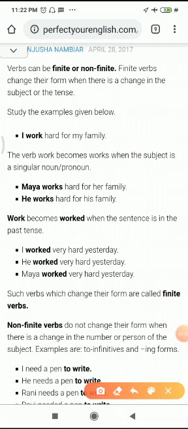I am taking the help of the brush, children. You can say here, I work hard for my family. The verb work becomes works when the subject is a singular noun or pronoun. Just go through the determiners, or the subject-verb agreement chapter. Did you notice, children? According to the subject, the verb changes its form. If the subject is singular, the verb is singular. If the subject is plural, the verb is plural.